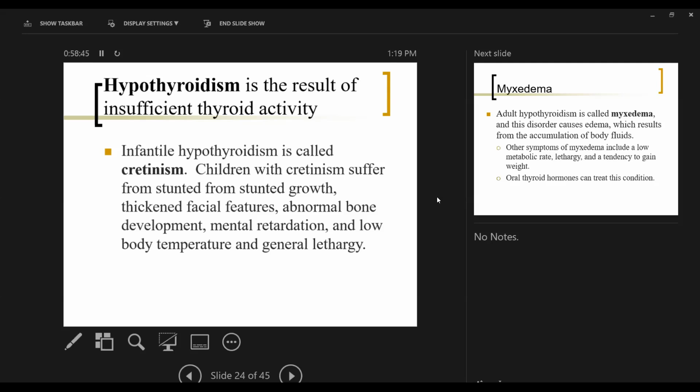One of the first things you look at if you are an OB is the tongue. A baby with cretinism will have a tongue that just protrudes out like that, and that's evidence of poor muscle tone. You'll also see thickened facial features and mental challenges usually as well. That cannot be fixed by giving the baby exogenous thyroxine.